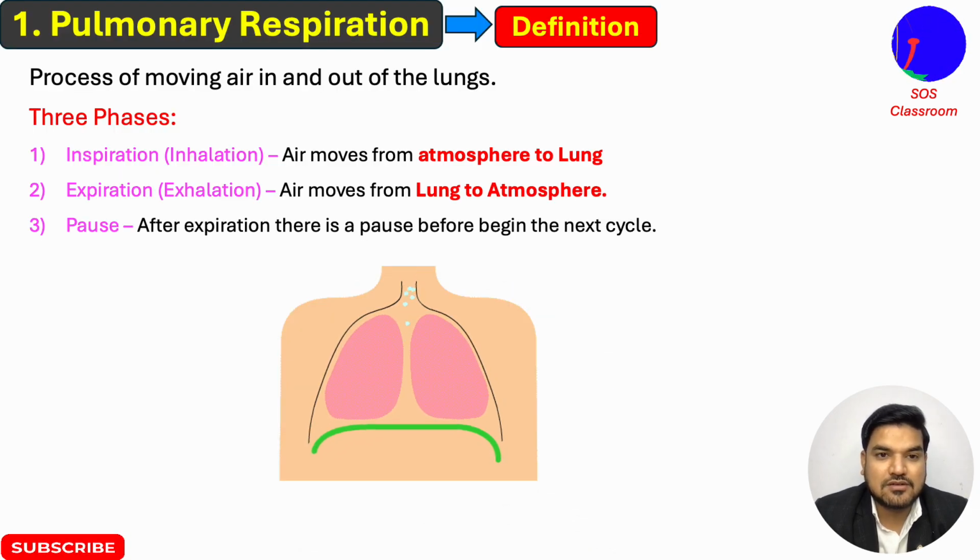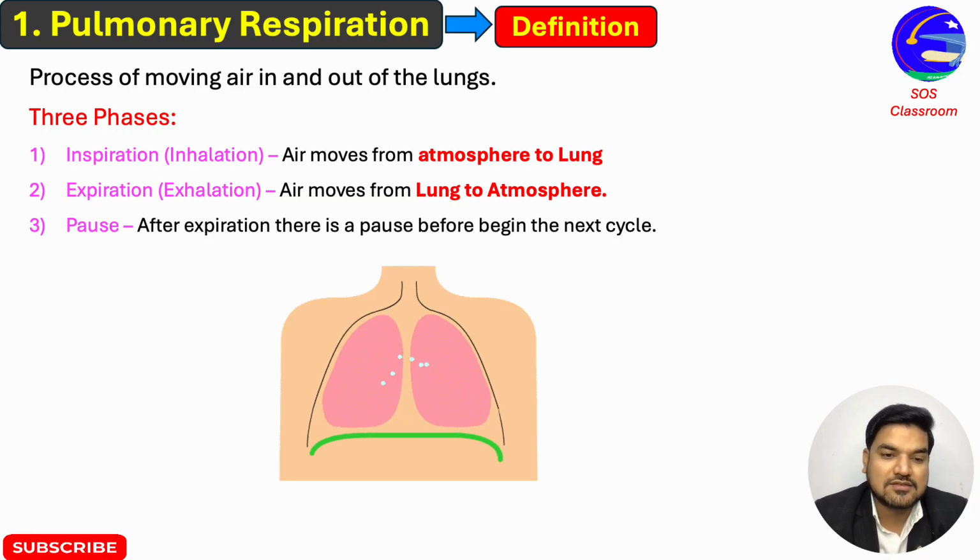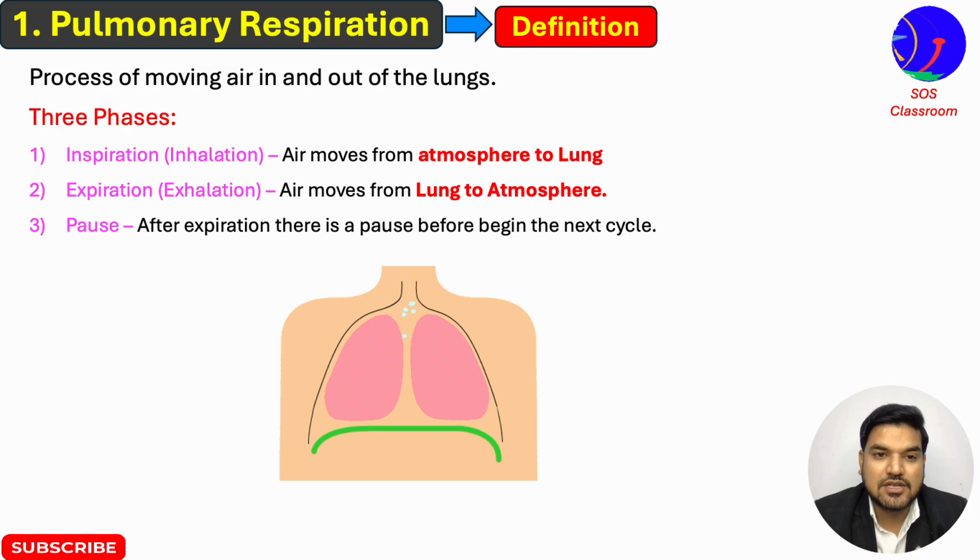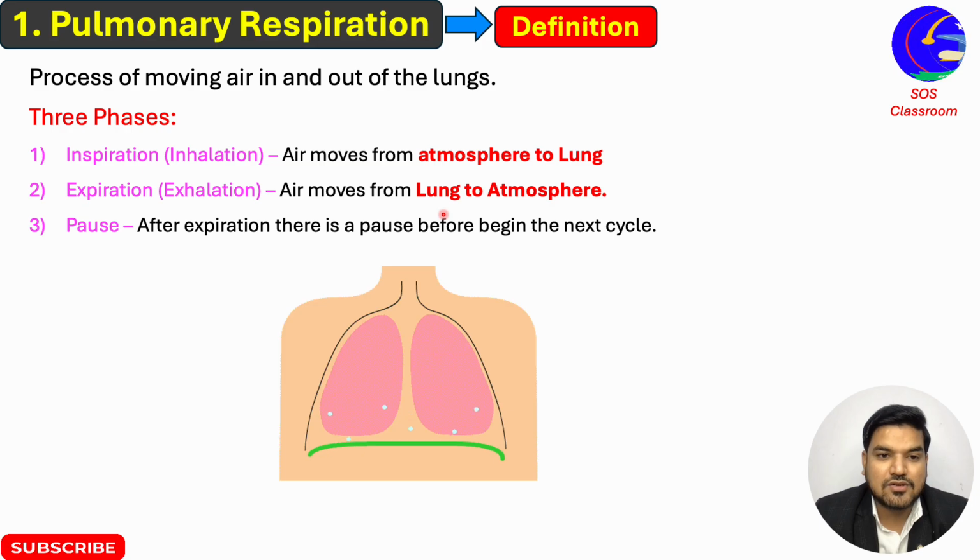Respiration is completed in three phases. Number one, inspiration. Number two, expiration. And number three, pause. Inspiration is also called inhalation, meaning the air moves from the atmosphere to the lungs, from the external environment to the lungs. Next is expiration, also called exhalation. Exhalation means the air moves from the lungs to the atmosphere.